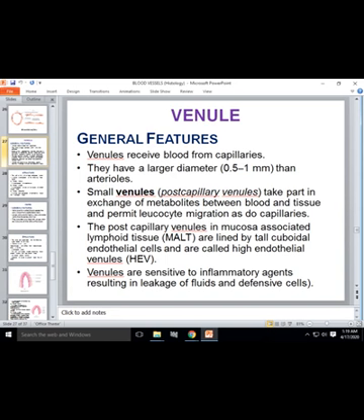Post-capillary venules in mucosa-associated lymphoid tissue, that is MALT, are lined by tall cuboidal endothelial cells and are called high endothelial venules. These venules are sensitive to inflammatory agents, and this results in leakage of fluid and defensive cells.